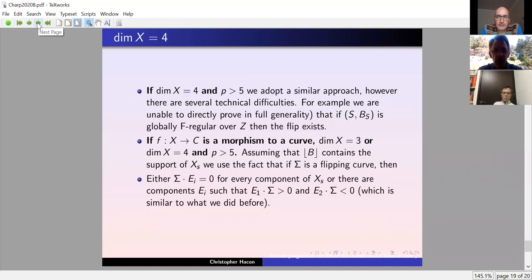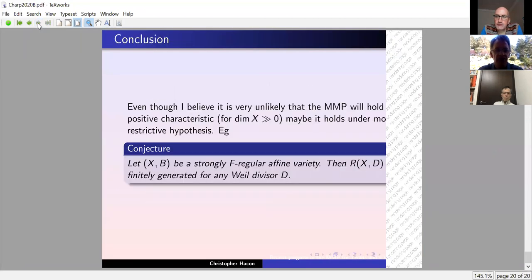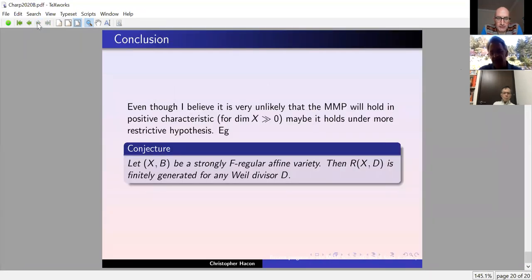But I'd like to conclude by mentioning, once again, I'm not a big believer that the minimal model program is going to work in general in all dimensions in positive characteristic, especially in low characteristics. But one could hope that there is some general phenomenon, some general good news. So what would an ambitious statement be? Maybe the following conjecture goes in the right direction.